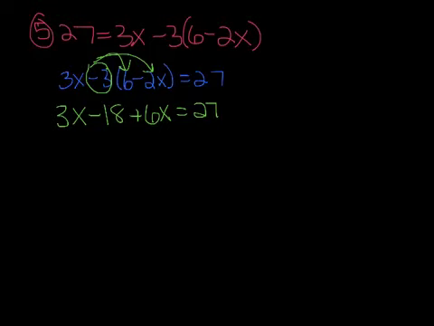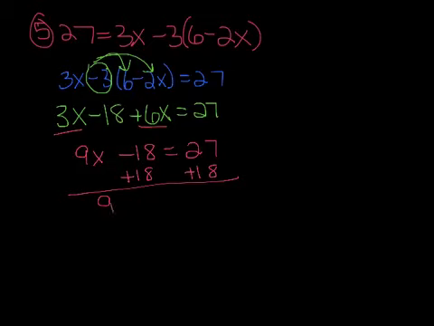Then the rest of this problem is very similar to the other 4 that we've done. You're going to combine your like terms. 3x plus 6x is 9x. You bring down your minus 18. It's going to be equal to 27. This is going to be followed by adding 18 to both sides. When you do that, you get 9x equals 45. Then you divide both sides by 9. Your answer is x equals 5.